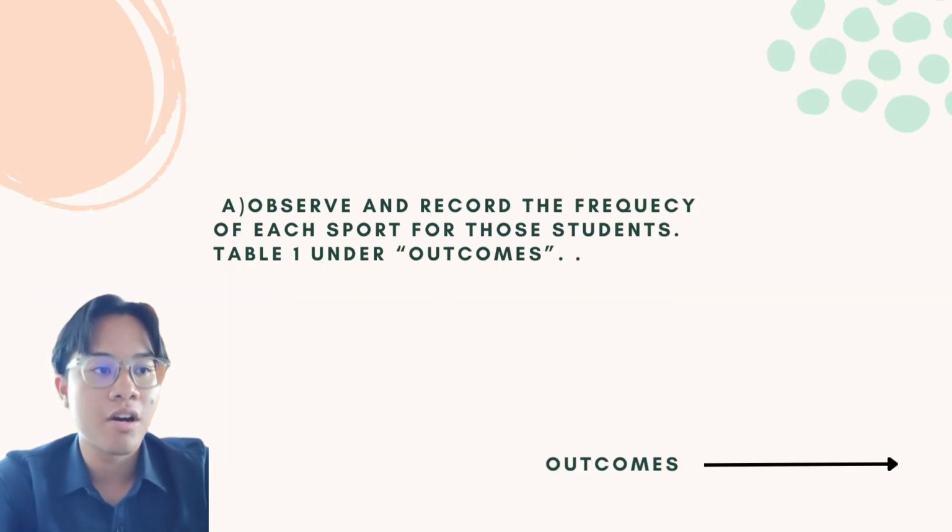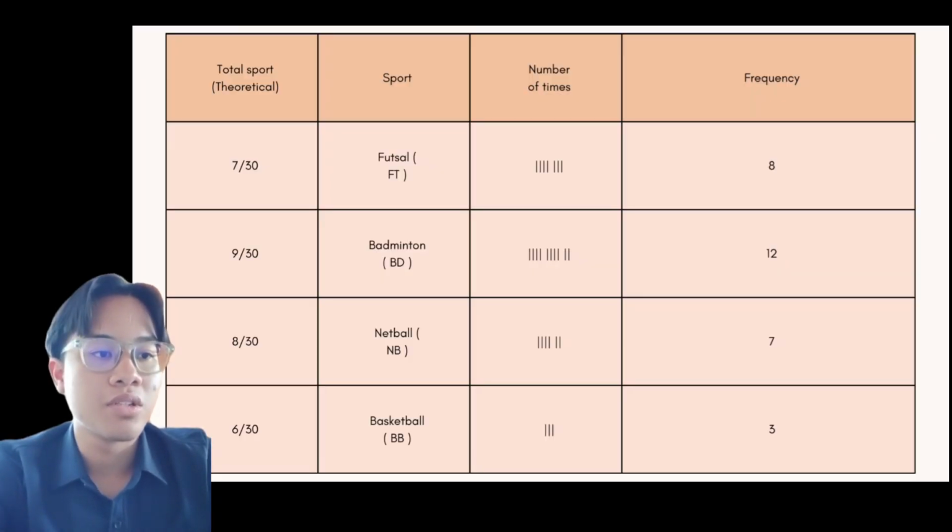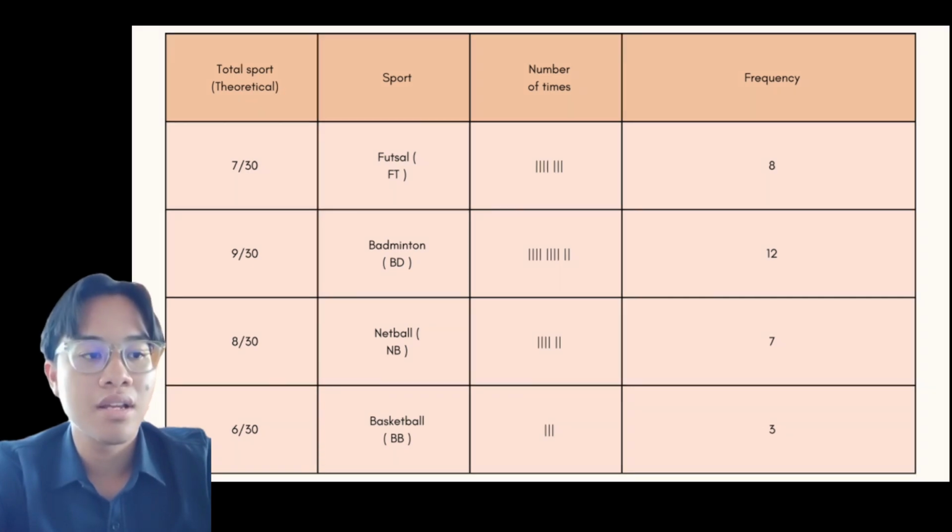For question A, observe and record the frequency of each sport for those students. All the data were recorded in the table. For our theoretical data, we put 7/30 for futsal, 9/30 for badminton, 8/30 for netball, and 6/30 for basketball. And then after we get the data, we get the frequency of futsal is 8, badminton is 12, netball is 7, and basketball is 3.